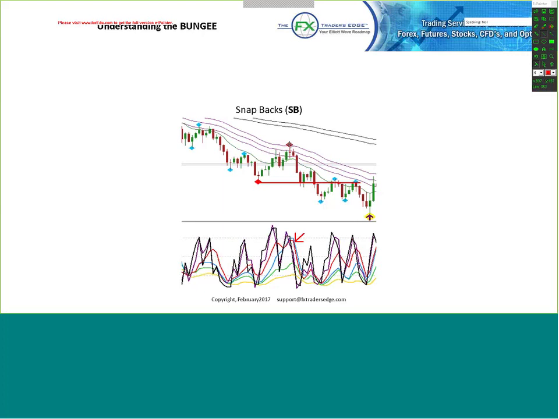Okay, so now hopefully things are beginning to clarify. The mist is beginning to clear a little bit. Yeah, we can look now at the bungee at the bottom of the chart and at least make some sort of sense of it.